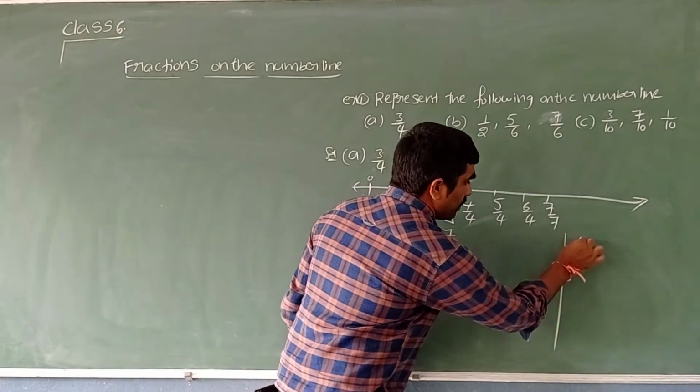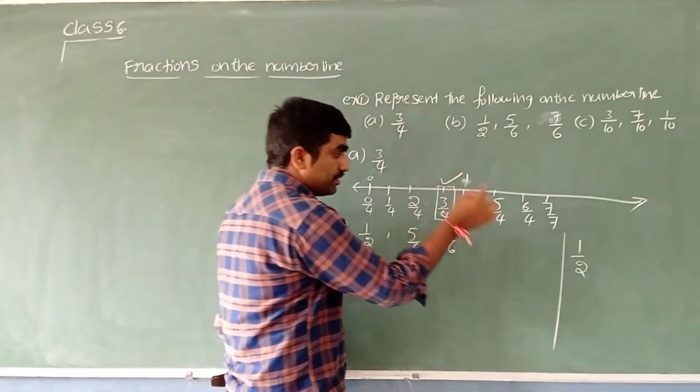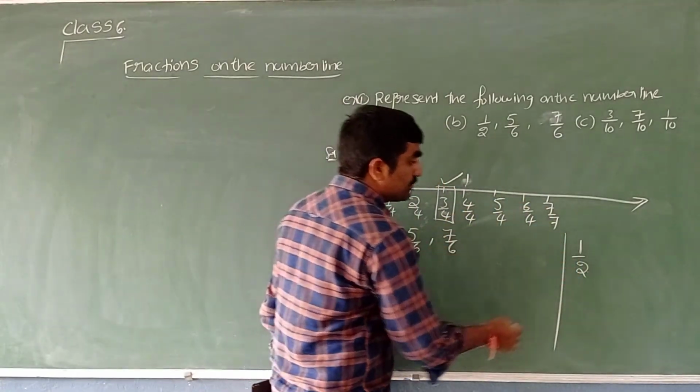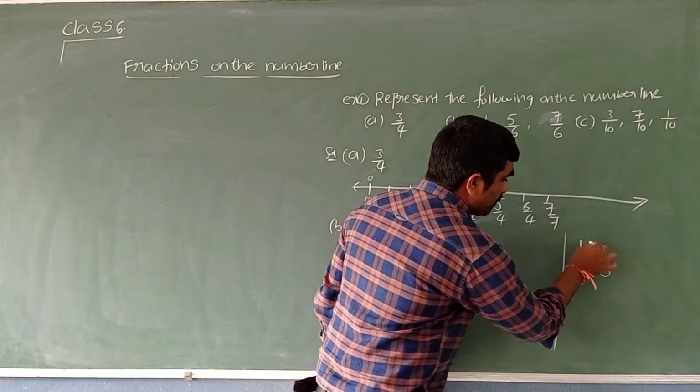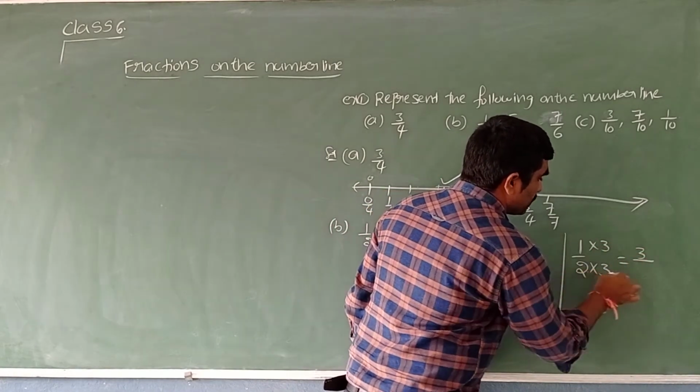See, 1 by 2, the denominator is 2. I want to make the denominator 6. This denominator 2 goes into 6 how many times? 3 times. Multiply by 3. We can write 1 into 3, 3, by 2 into 3, 6.